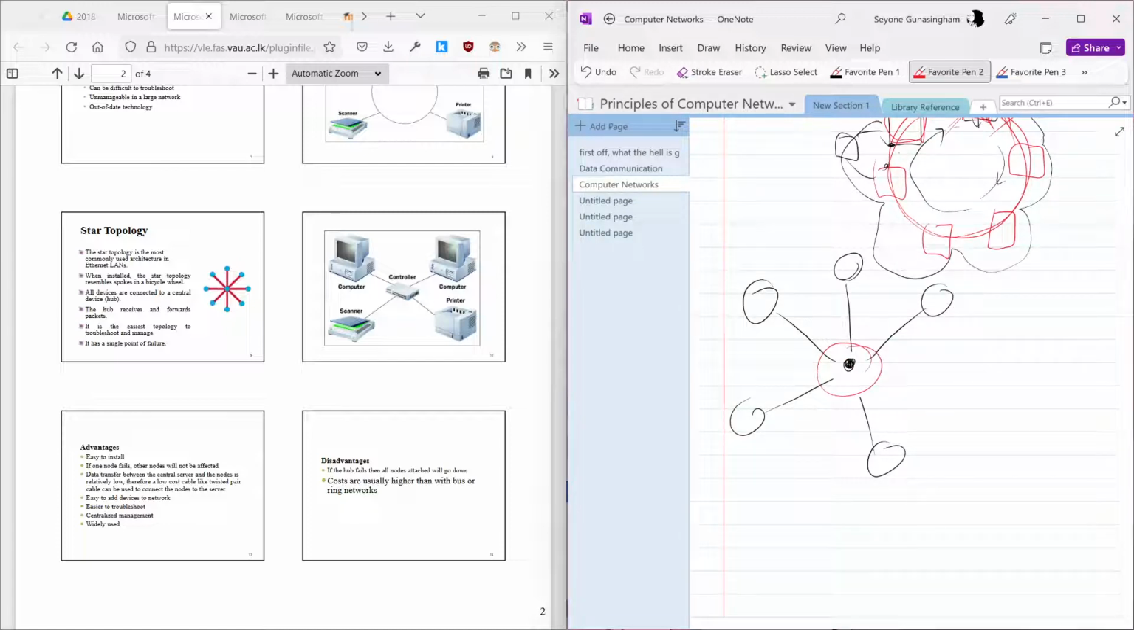So you've got to make sure this single point of failure is a really good device, else it's just going to go down. It's also pretty cheap. If there are 5 devices, there are just 5 pieces of cable. So, pretty cheap to make. Disadvantage, single point of failure. Advantage, cheap. Advantage, easy to add another device.